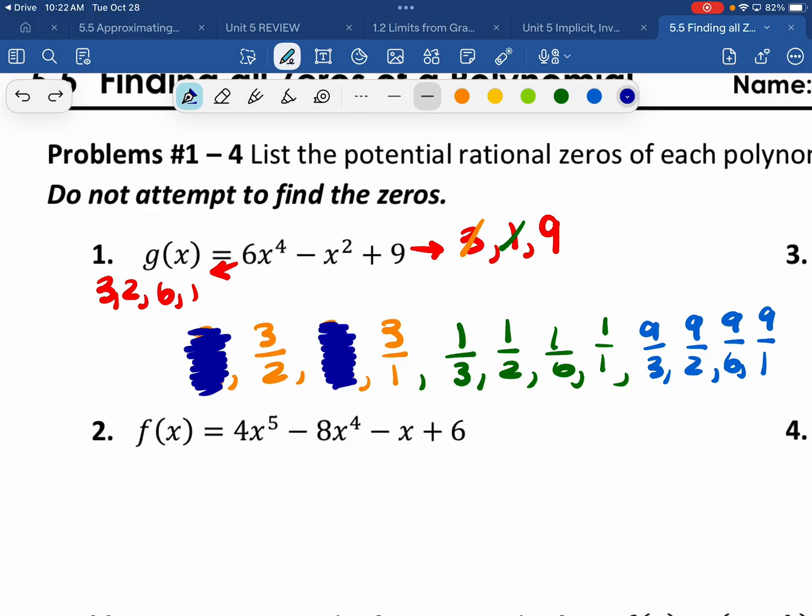9 over 3 reduces. What is it? 3 over 1. Do we have that one? Yes, we do, so we're going to take that one off. And then 9 over 6 reduces to what? 3 over 2. Do we have that one? Yes, so we're going to take that one off.